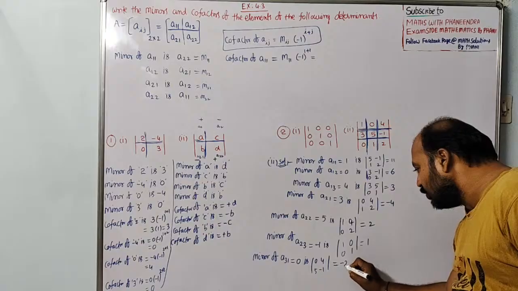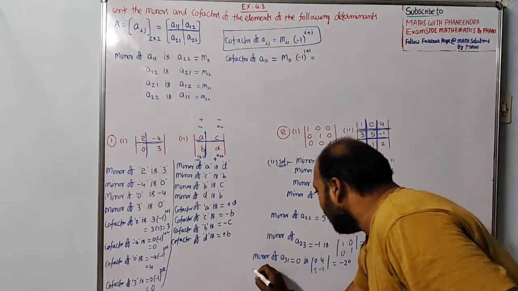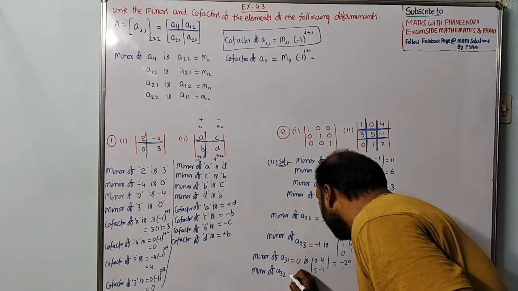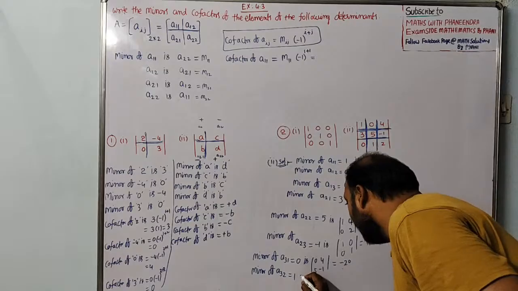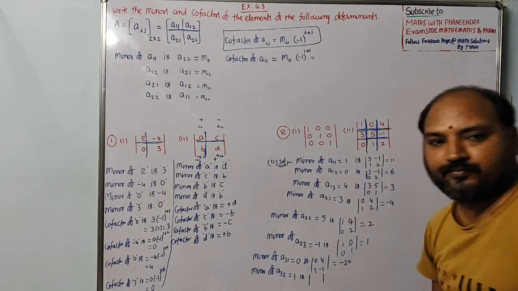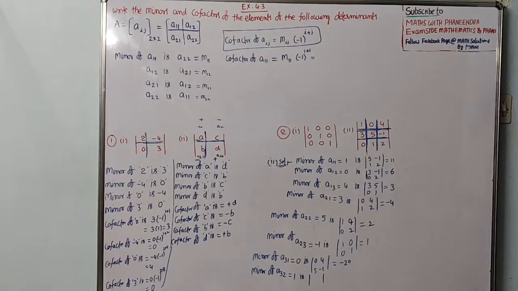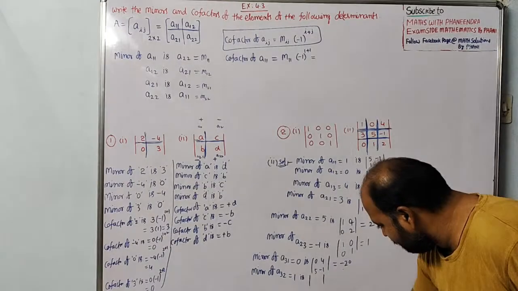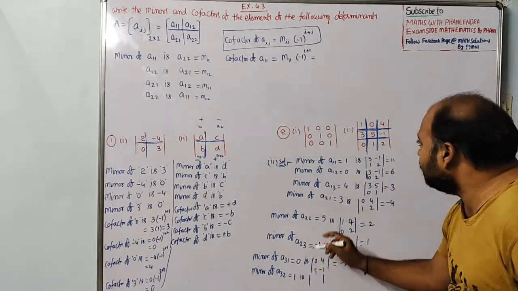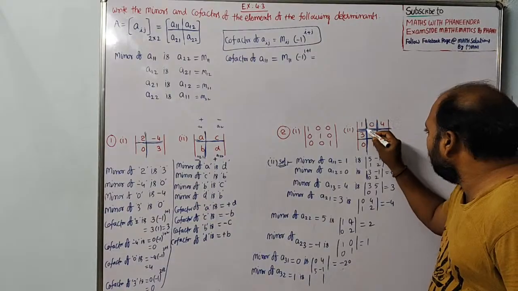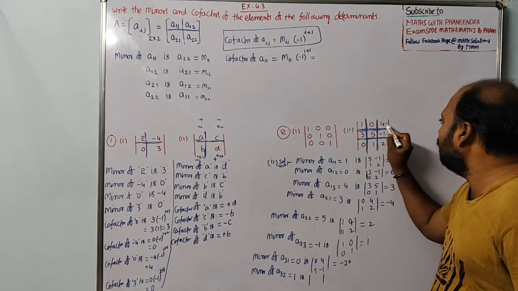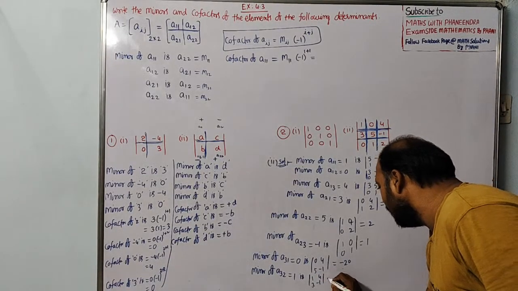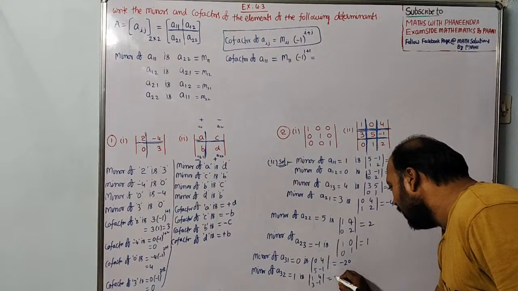0 minus 20. Next, minor of A32. That is 1 is the determinant. Are you able to see? Otherwise, I will write it here. A32. This one A32. We are eliminating this column and this row. 1, 4, 3 minus 1. So minus 1, minus 12, minus 13.